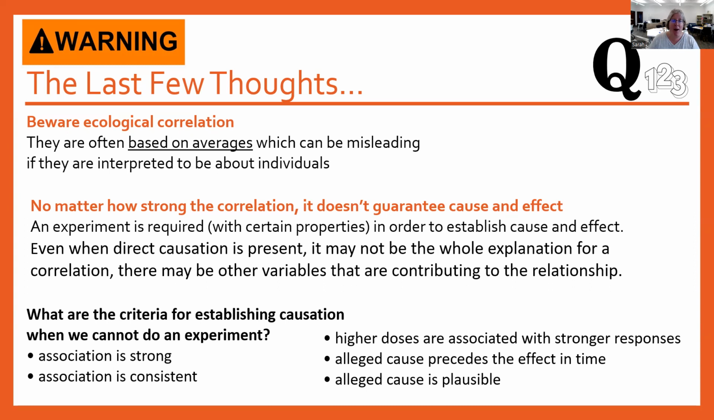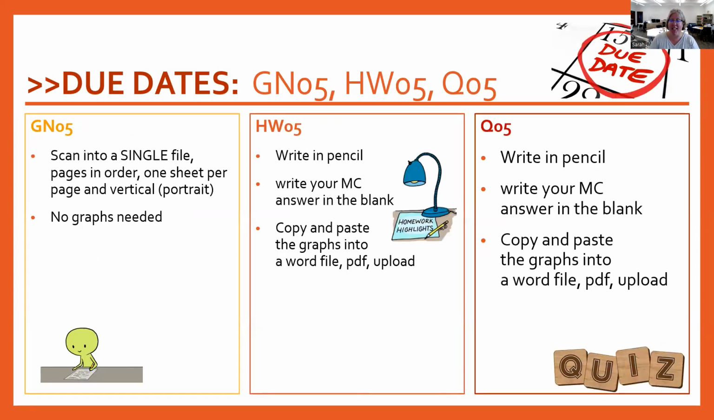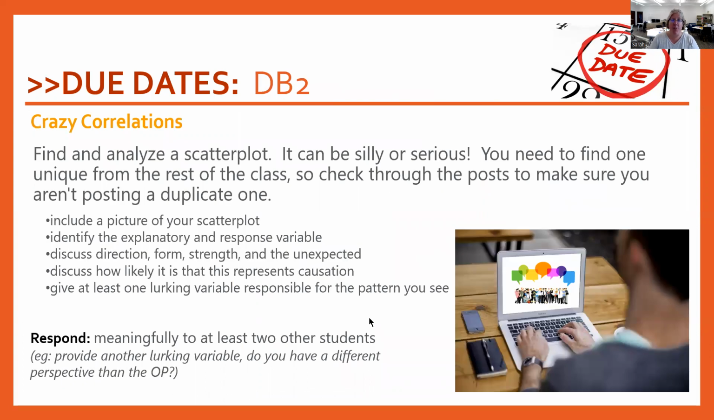All right, so that wraps up chapter 5. You can go ahead and scan the guided notes and upload those. The homework is ready for you to work on, and then the quiz as well. You do have a discussion board for Unit 2, and this is on a scatter plot. Make sure that not only have you posted, but you responded to another student in the class.